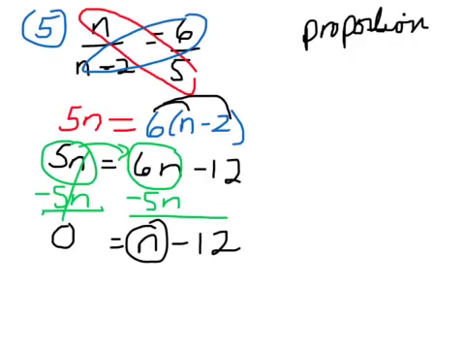If I want to get the n by itself, then all I have to do is scoot that 12 over to the other side by doing the opposite. It was a minus 12, so we need a plus 12. Oh, there's our answer.